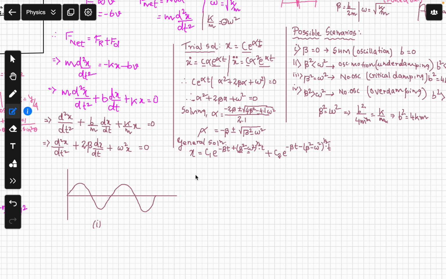If you look into the second condition, that's oscillating motion, but then there would be under damping as well. There is going to be a decay as well, so you are going to get this, but eventually this is going to die off. So you are going to get something like this.